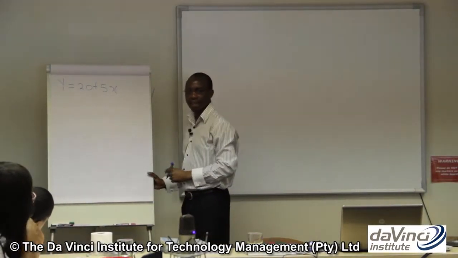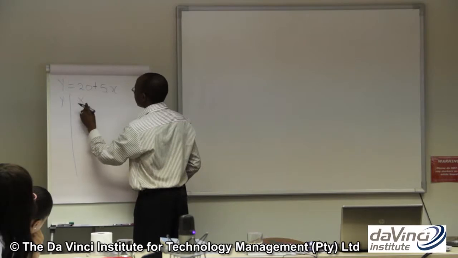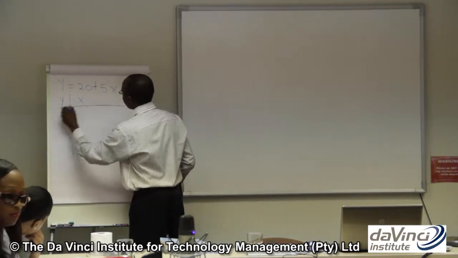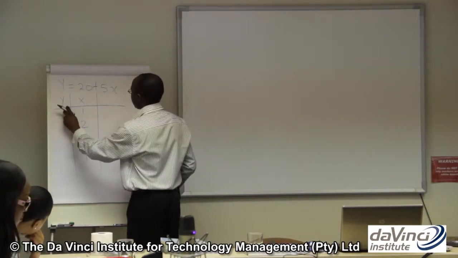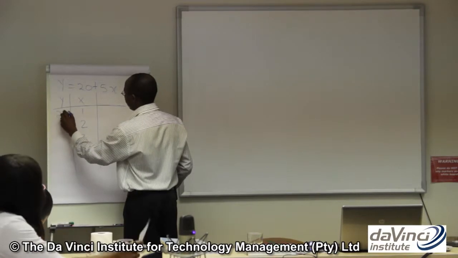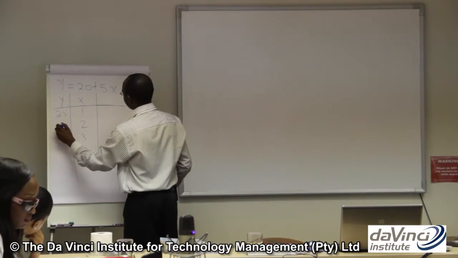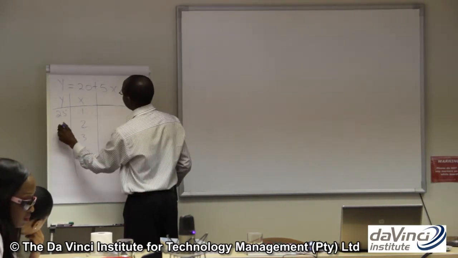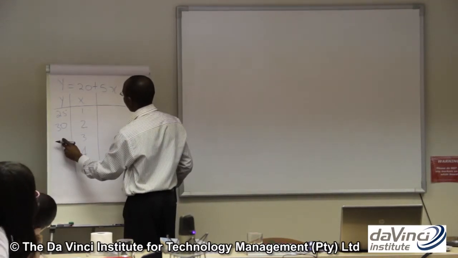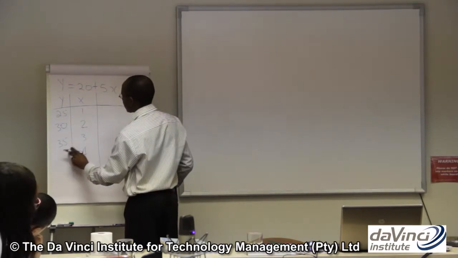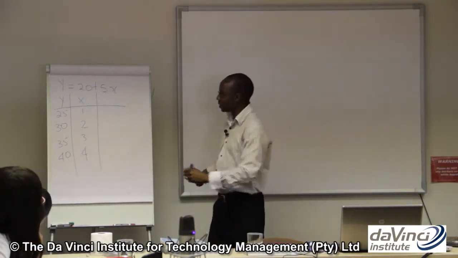That is our equation. So using our equation, what values of y are we getting when x is 1, when x is 2, 3, 4? We are getting here 25. Here, 5 times 2, 10, 30. And then here, 35. And then here, 40. Okay. Now compare with the original values that we have.